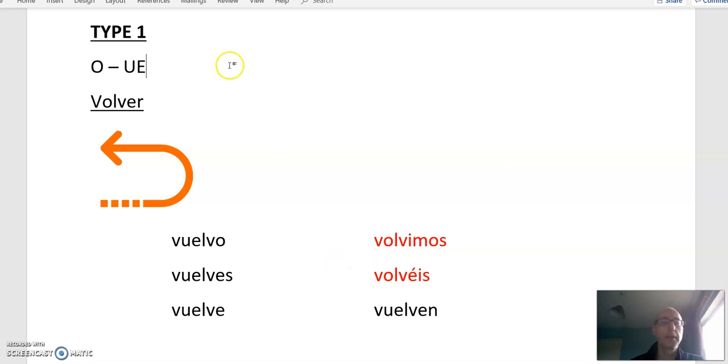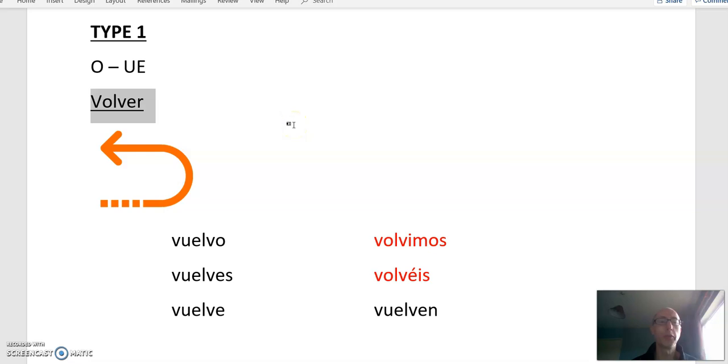So let's look at some examples. Volver. Name of a famous film by Almodóvar, and also the verb to return. Volver. So we see that we have an O here in the middle. So often when we have these O's in the middle of a verb in Spanish, they change to UE in the present. Now this is when we conjugate them. So volver is the infinitive.